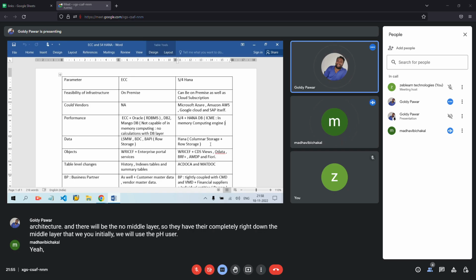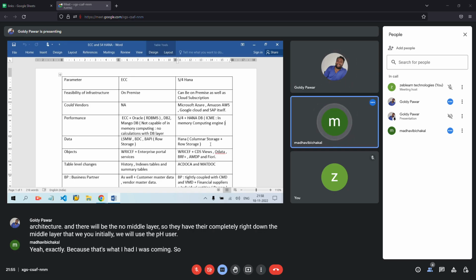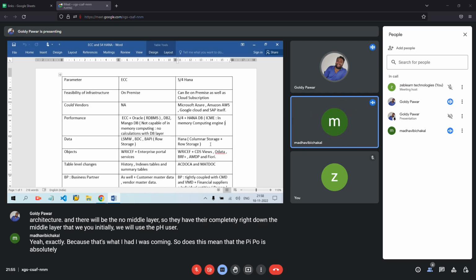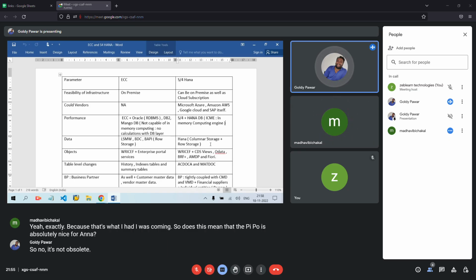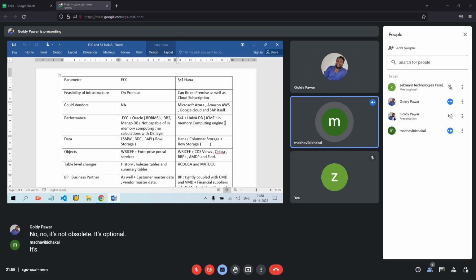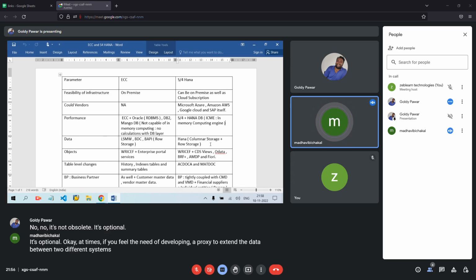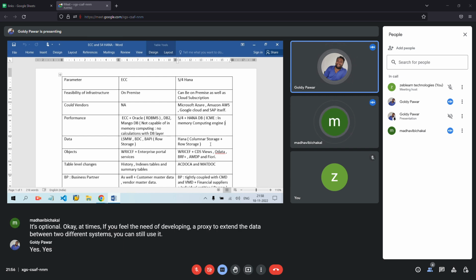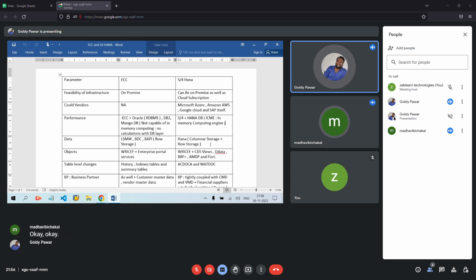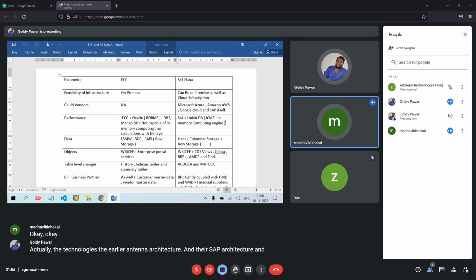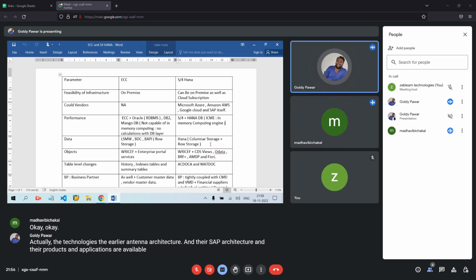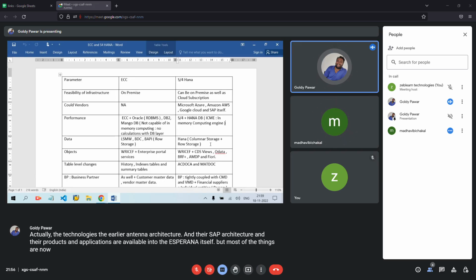That's what I was coming to. So does this mean that PIPO is obsolete in S/4HANA? No, it's not obsolete. It's optional. At times, if you feel the need to develop a proxy to exchange data between two different systems, you can still use it. The entire earlier SAP architecture, products and applications are available in S/4HANA itself, but most of the things have now become optional. Got it.